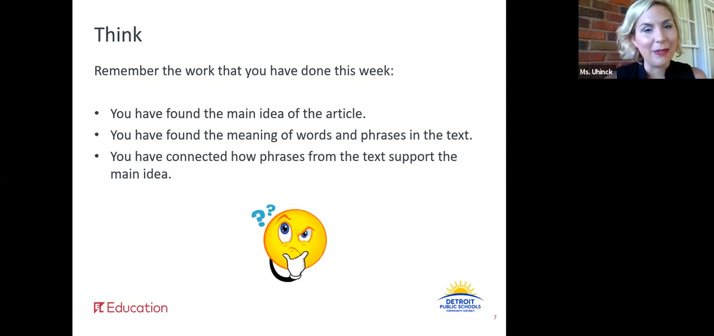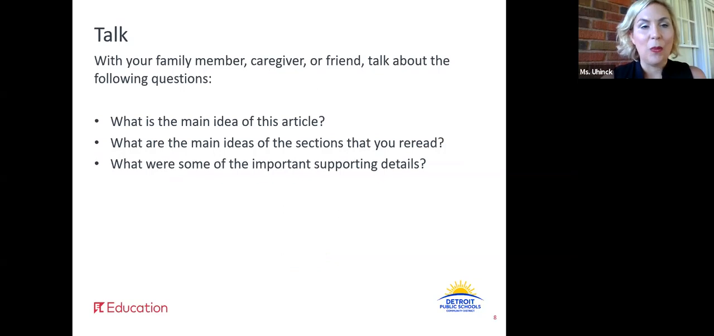Great. All right, now that we've thought about what we've done this week, with a family member, a caregiver, or a friend, I want you to talk about the following questions. What is the main idea of this article? What are the main ideas of the sections we reread? So remember, we reread Elizabeth Cady Stanton, we reread Ida B. Wells. And I want you to go back and I want you guys to talk about what are some of the important supporting details. All right, pause this video now and have these discussions.